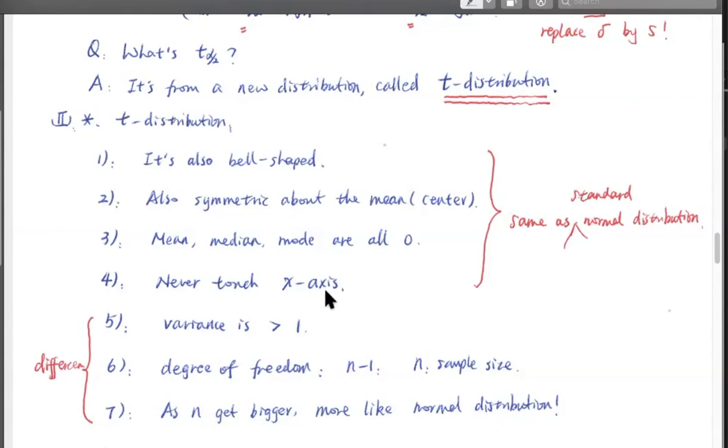Now, some differences, everybody. Number 5, variance. Variance here is always greater than one, okay? That is something special, right? Remember, what's the variance for the standard normal distribution? Everybody, do you remember that? What's the variance for the standard normal distribution? Anybody can type your answer here. If you remember, what's the variance or what's the standard deviation for the standard normal distribution? Z.